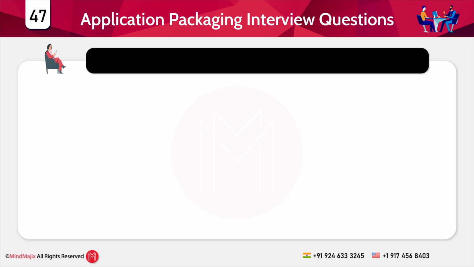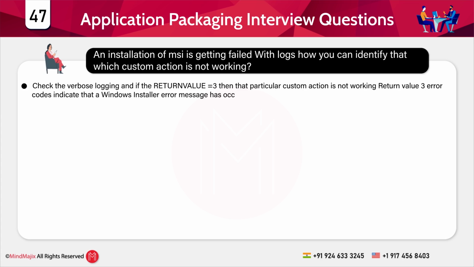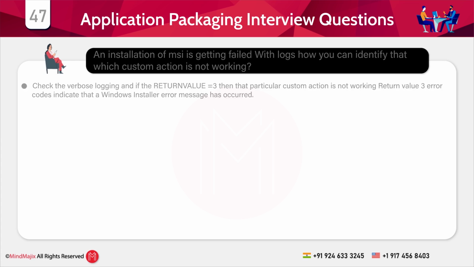Question number 47. An installation of MSI is failing with logs. How can we identify which custom action is not working? In that case, we have to check the verbose logging, which is through /L*V, and we have to check if the return value is 3 or not. Then that particular custom action is not working. So return value 3 error code indicates that a Windows Installer error message has occurred. That is what return value 3 means.